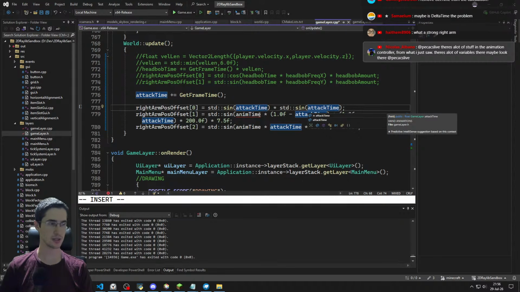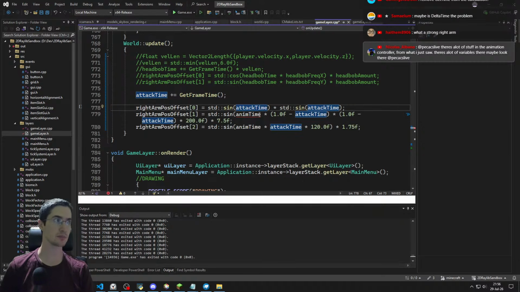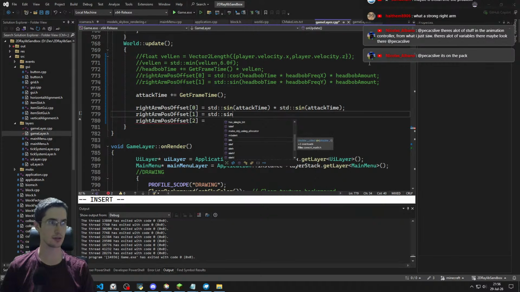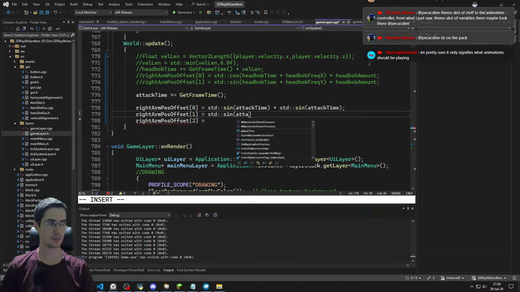Yeah, but where is the animation controller you're talking about? You say it's a JSON file, but where is it stored? We may look at it if we have time. It's in the pack. But how is it called? Just animation controller? Here for the other position offset, we'll just use one sinus. I'm pretty sure it only signifies what animation should be playing.